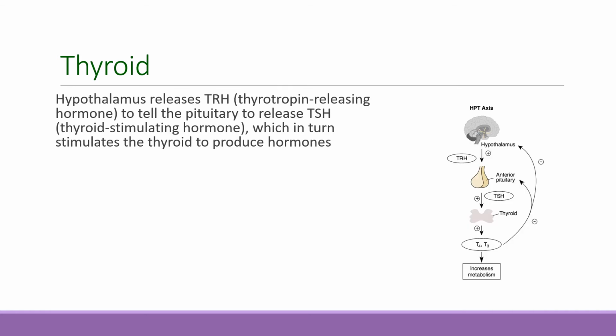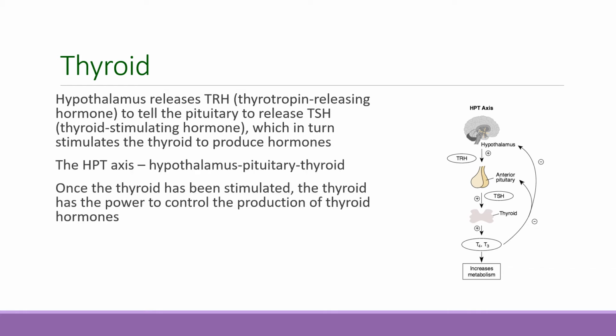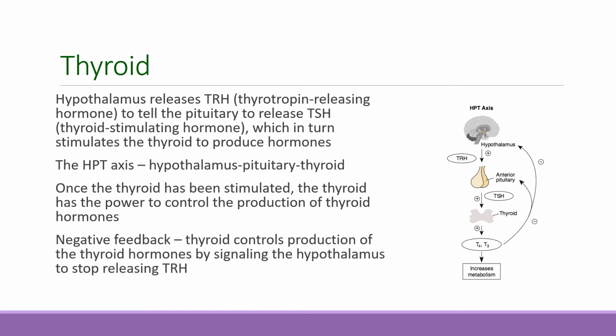So the hypothalamus releases TRH, or thyrotropin releasing hormone, to tell the pituitary to release TSH, thyroid stimulating hormone, which in turn stimulates the thyroid to produce hormones. So this is known as the HPT axis. Hypothalamus, pituitary, thyroid. Once the thyroid has been stimulated, the thyroid has the power to control the production of thyroid hormones. There's also a negative feedback loop.